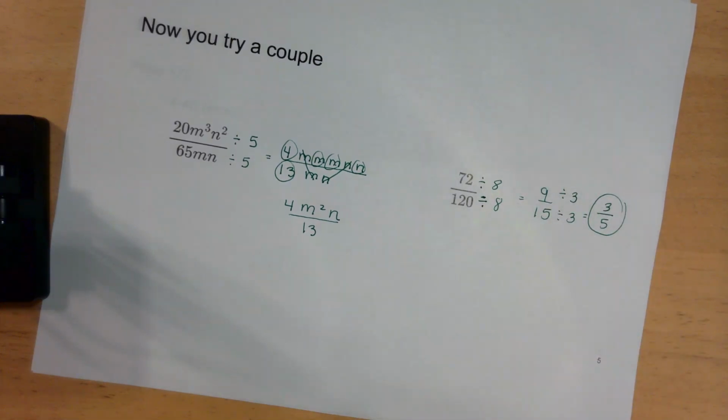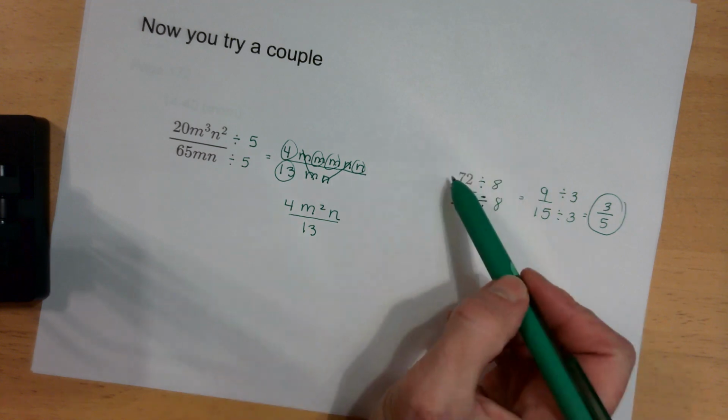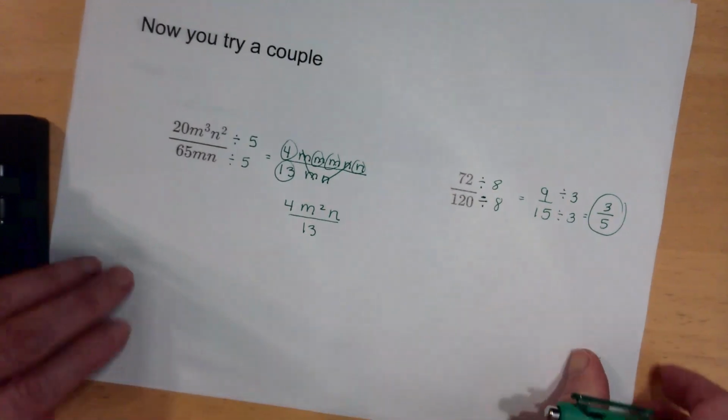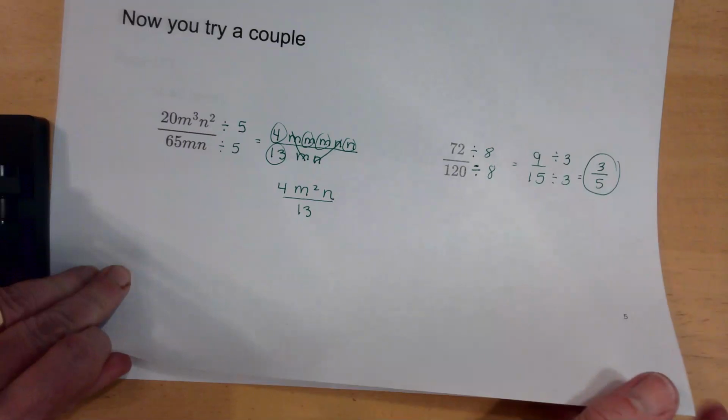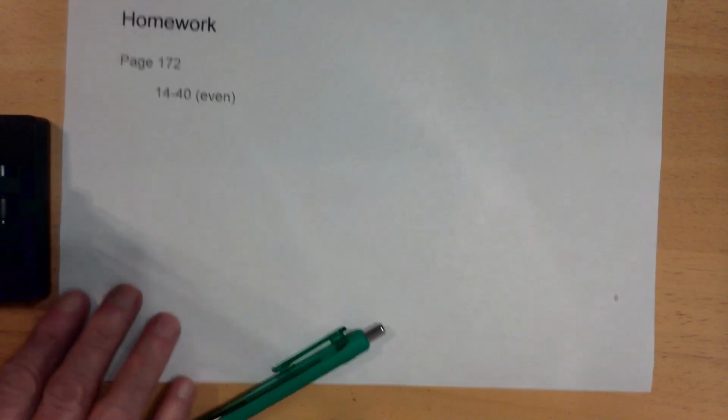So the best way to do it would have been dividing them by 24. So 24 is the greatest common factor between 72 and 120. But you can do it by dividing it a couple times too. All right, your homework on this is page 172, 14 through 40 even.